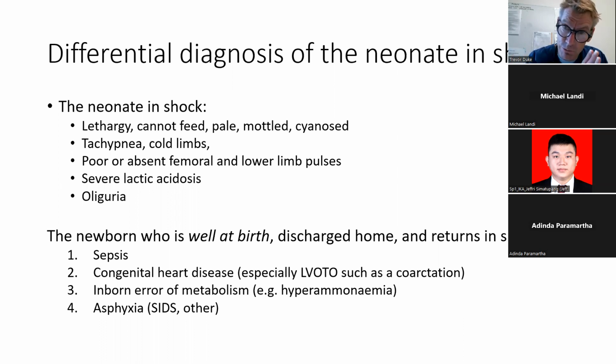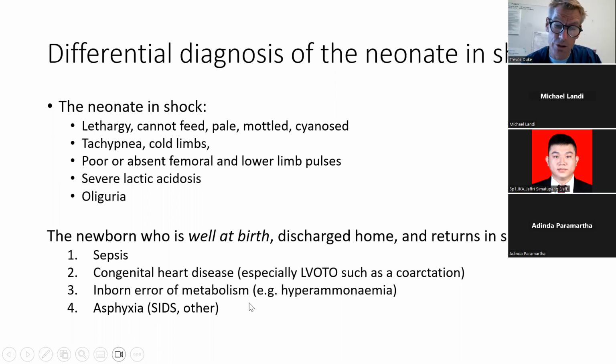Usually there's some risk factors for the sepsis, but not always. And then there's a couple of other less common conditions that may cause a newborn baby to go into shock after having been well at the time of birth. And one is an inborn error of metabolism, some metabolic disorder, such as having a very high ammonia that can cause babies to go into shock.